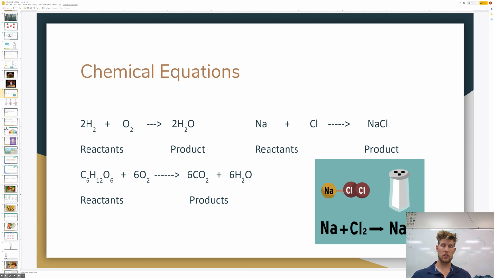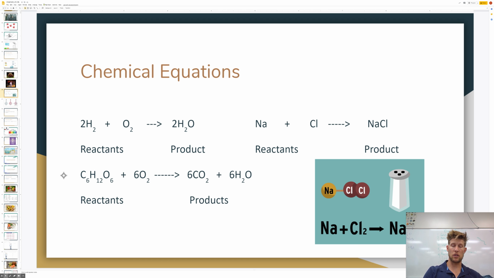So here's an equation you guys will see a bunch this year. You've got sugar plus oxygen makes carbon dioxide and water. So sugar and oxygen are the reactants, and carbon dioxide and water are the products. If you flip this around, it's actually the opposite. Water and carbon dioxide make sugar and oxygen. These would be the reactants, and those would be the products if you flip the arrow around.